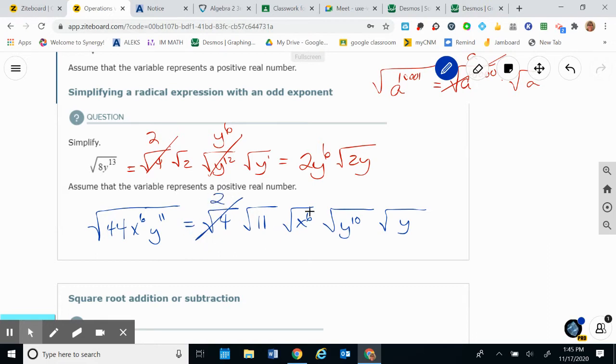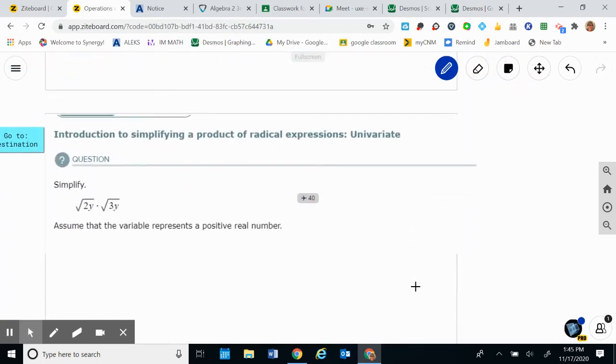It's on the outside. Square root of x to the 6th is x cubed. The square root of y to the 10th is y to the 5th. And now we have 11y that's left on the inside, and all of this is on the outside. So you list what's on the outside, and then you list what's on the inside. And that's it.